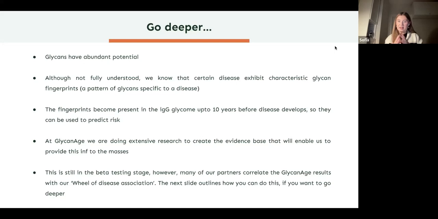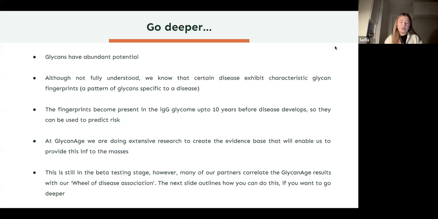But what we do know is that glycans exhibit certain pattern changes which are associated with different diseases. What we call those changes are glycan fingerprints, and I'll show you in a second. These changes can occur up to 10 years before the disease develops, and these fingerprints can be used to predict a risk of your patient developing a certain disease.